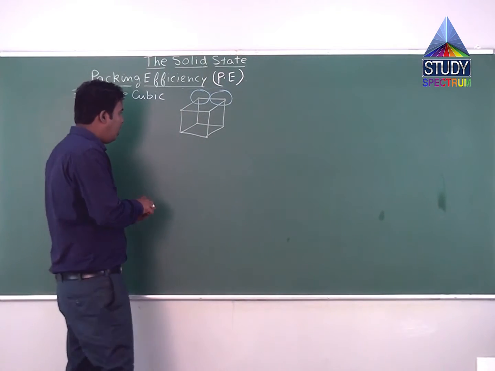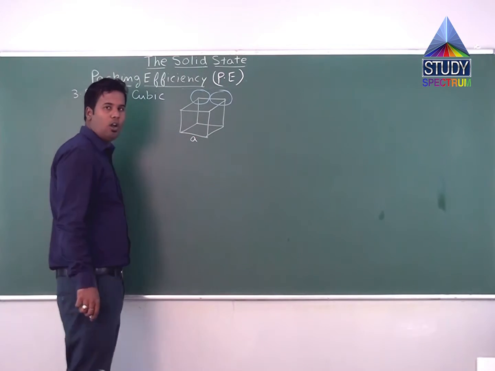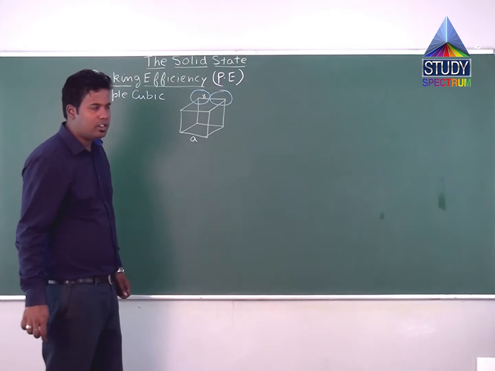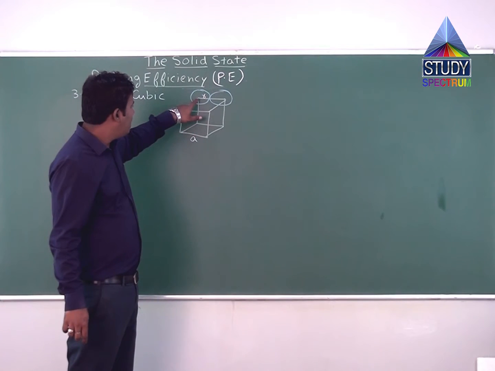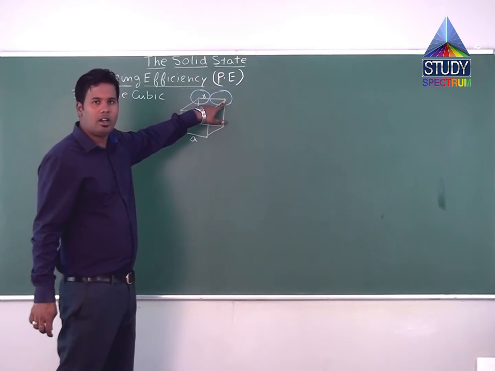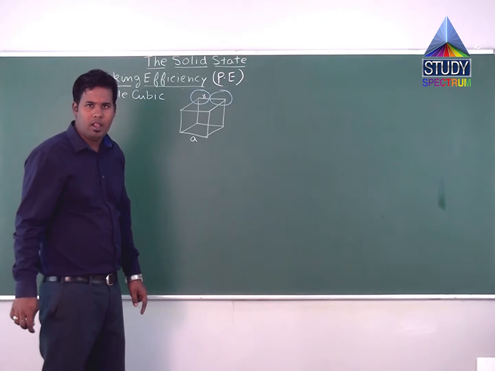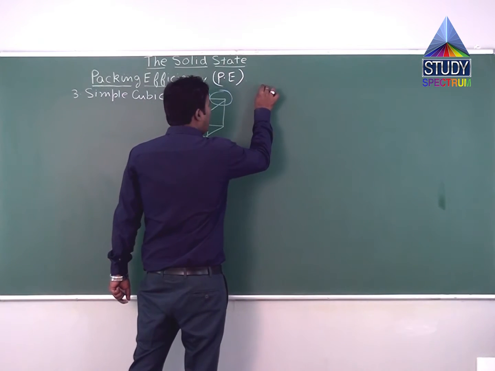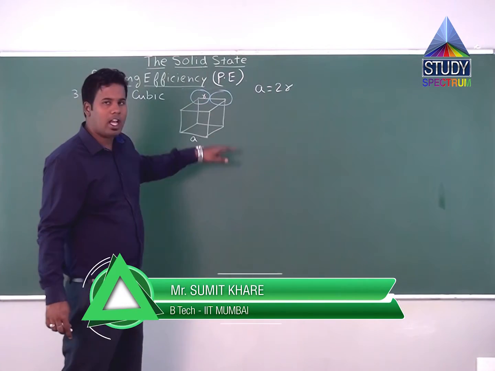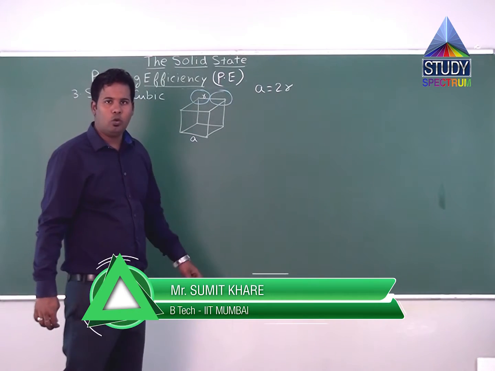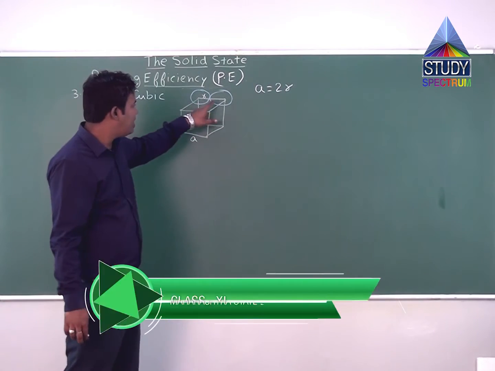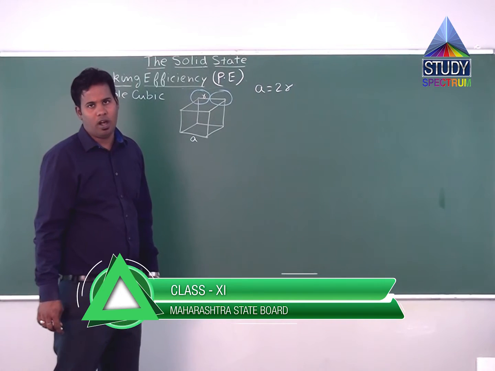Now let the edge length be represented by small a and the radius of each of these identical spheres be small r. If you talk about this particular edge length, each corner is the center of the corresponding sphere. It means directly we can say that a is equal to 2r. Why? Because this edge length has been formed by joining the centers of two adjacent spheres touching each other. That means this edge length is simply r plus r, or 2r.